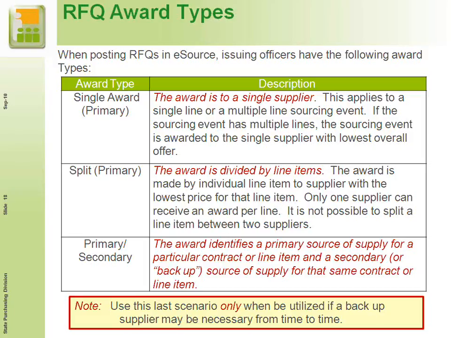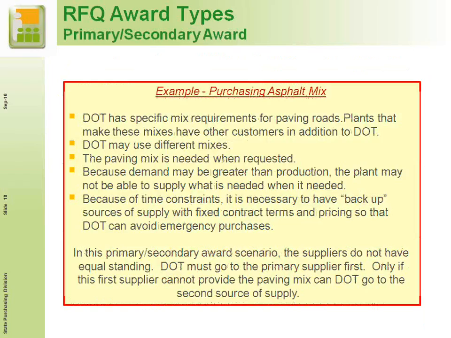There's also the ability to award a primary secondary award. Now, this award identifies a primary source of supply for a particular contract or line item and a secondary or backup source of supply for the same contract or line item. We want you to note that you're going to use this as a last scenario, and only to be utilized if a backup supplier may be necessary from time to time.